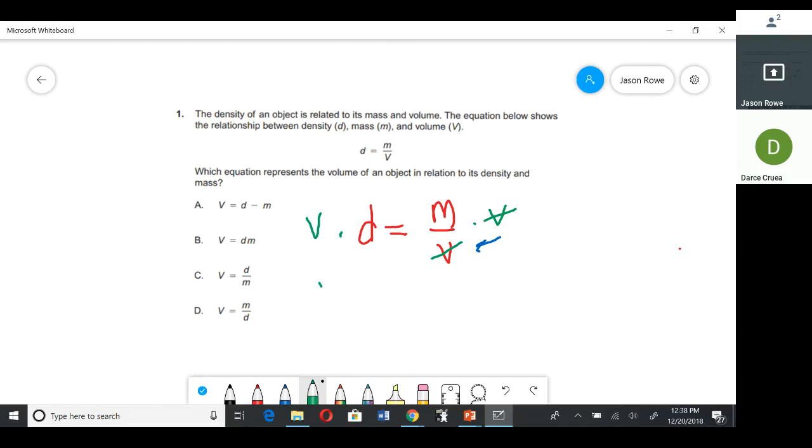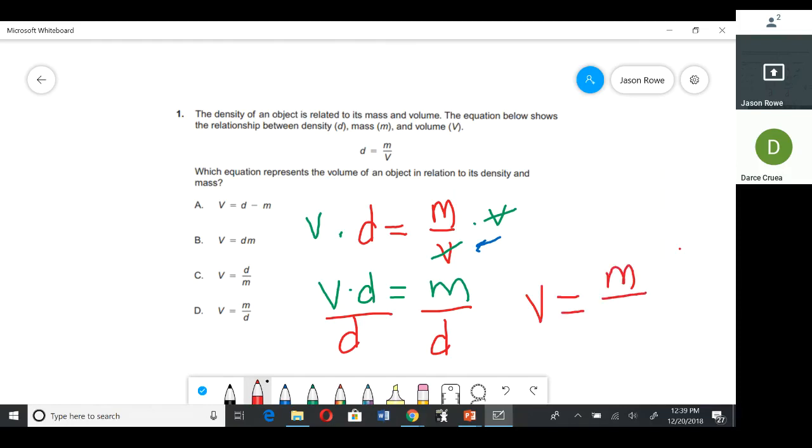Right. So we get it out from underneath, and then it becomes just an easy one-step equation here. We are multiplying v times d. So in order to undo that, we divide by the d. And so that's going to give us that the volume is the ratio of the mass to the density. There we go. And that would be choice D. All right. Next.